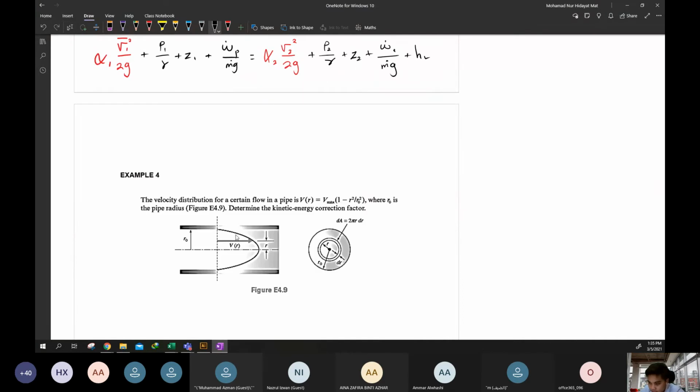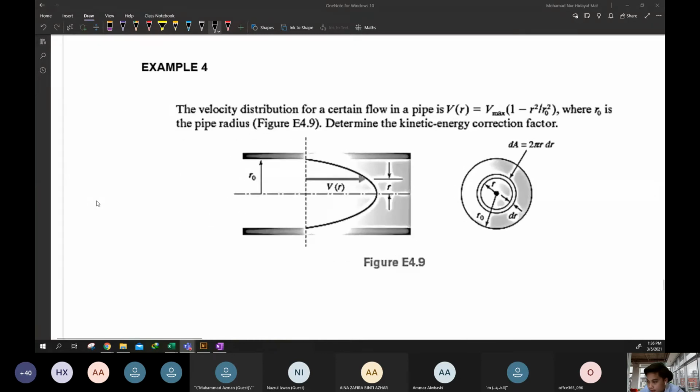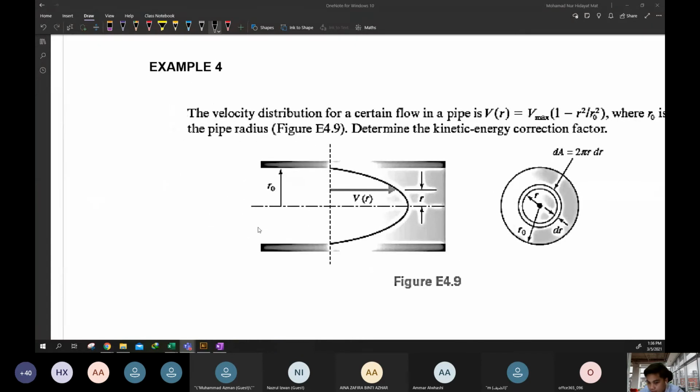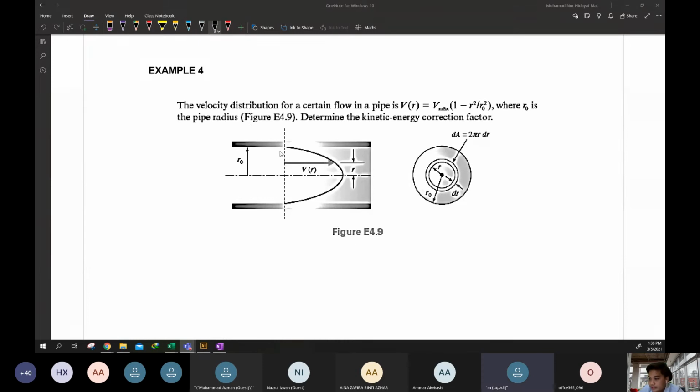Alright, in order to strengthen your understanding for this case, let's try this equation. Can you see what the velocity looks like? Everyone, is this uniform or non-uniform flow? You can see the velocity is not uniform, right? It is non-uniform flow because we have the curved line here. So example 4, the velocity distribution for a certain flow in the pipe is given, okay, this is the equation.